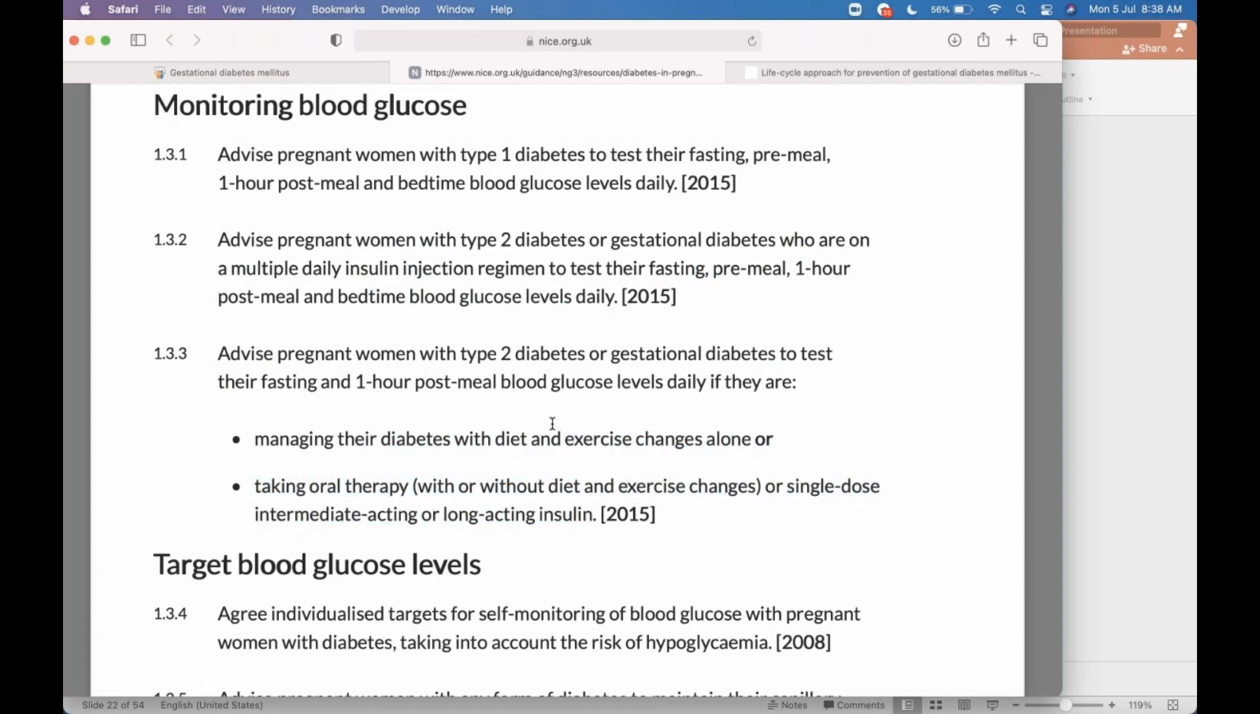So this is basically known as 7-point sugars, and also 4-point sugars. We say 7-point sugar and 4-point sugar. Now 7-point sugars means that you measure fasting.